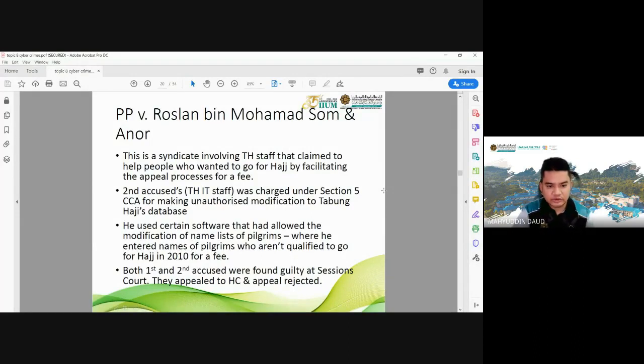So the second accused, who is actually a Tabung Haji IT staff, was suspected to do this. And he was charged under Section 5 of the Computer Crimes Act for making unauthorized modification to the Tabung Haji database. He used some software that allowed the modification of name lists of the pilgrims, where he entered the names of pilgrims who were not qualified to go for Hajj in 2010 for a fee. So both first and second accused were found guilty. They appealed to the High Court and the appeal was rejected.